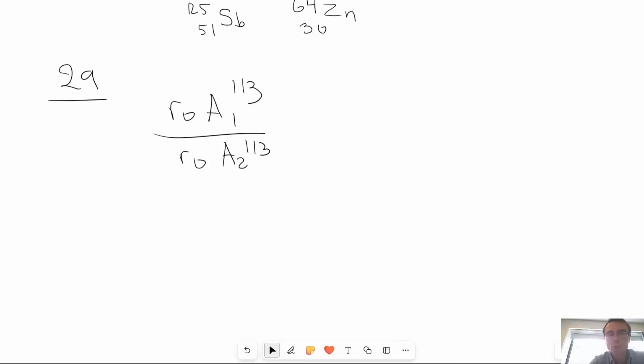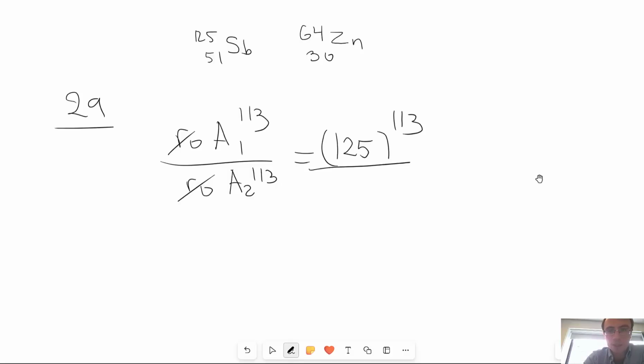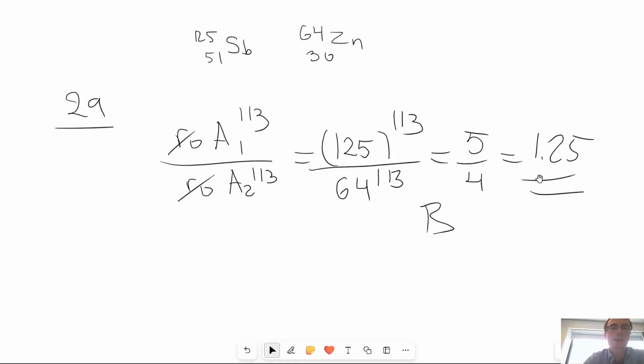unit time. Okay, so for question 29, we need to have a look at the ratio between the radii of the following nuclei. So the formula that gives the radius of a nucleus is right over here. R0 is just a constant, and what we're going to do is use the atomic mass number, which is just 125 raised to the power of a third, divided by 64 raised to the power of a third, and this here will give me 5/4, which is 1.25. Correct answer is B.